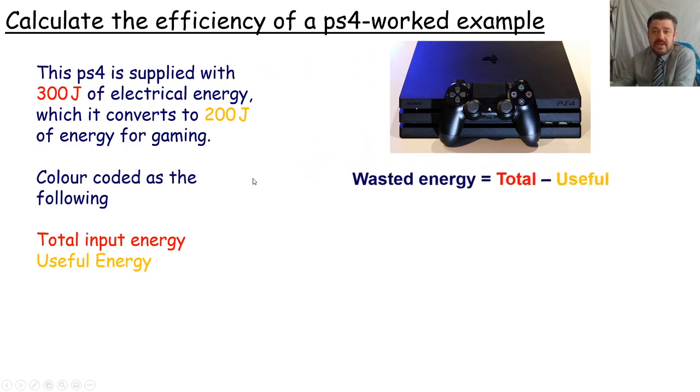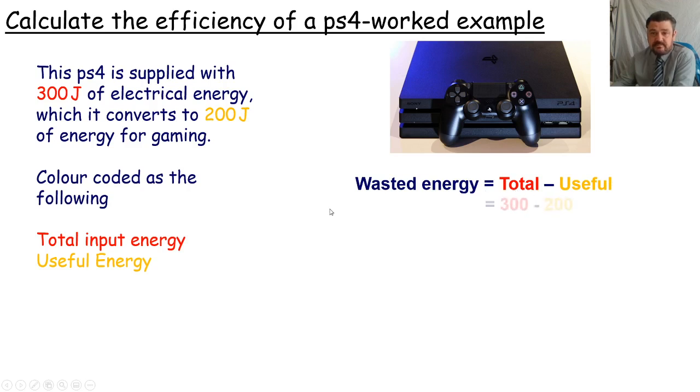Now, some questions will ask you to work out the wasted energy. Well, that's a case of just a little bit of formula rearranging in our Sankey diagram. In this case, it would be wasted energy is equal to total minus useful. In this case, that would be 300 minus 200 leaves you 100 joules as heat. Remember, 300 goes in, 200 plus 100 is 300 coming out.